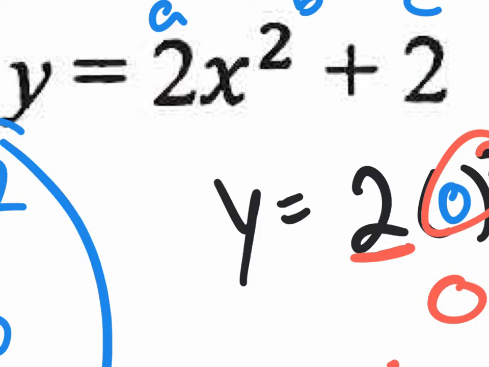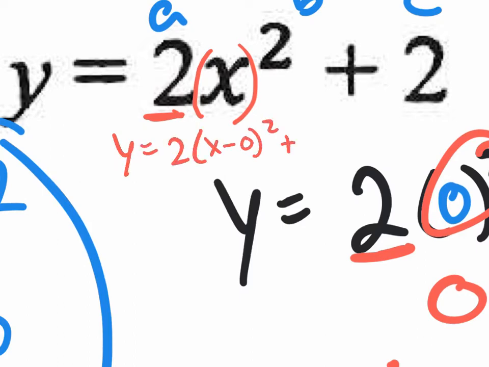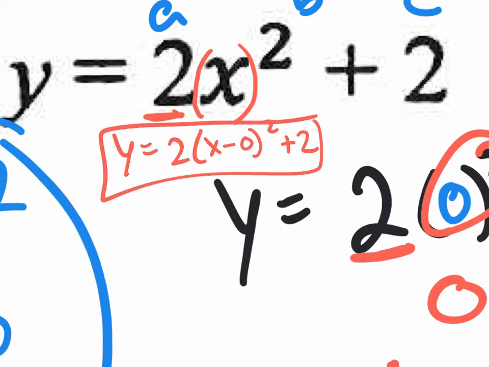A vertex form equation has the a out in the front, and we know that a is 2, but then it has parentheses with the x minus h on the inside with the square on the outside. So you could forcefully put parentheses around that x. And then you would say, what is your minus h in there? Since there is nothing being subtracted, it's 0. So you could forcefully rewrite this right off the bat: y equals 2 parentheses x minus 0 squared plus 2 at the very end. And that's your vertex form equation right there, if you wanted to.